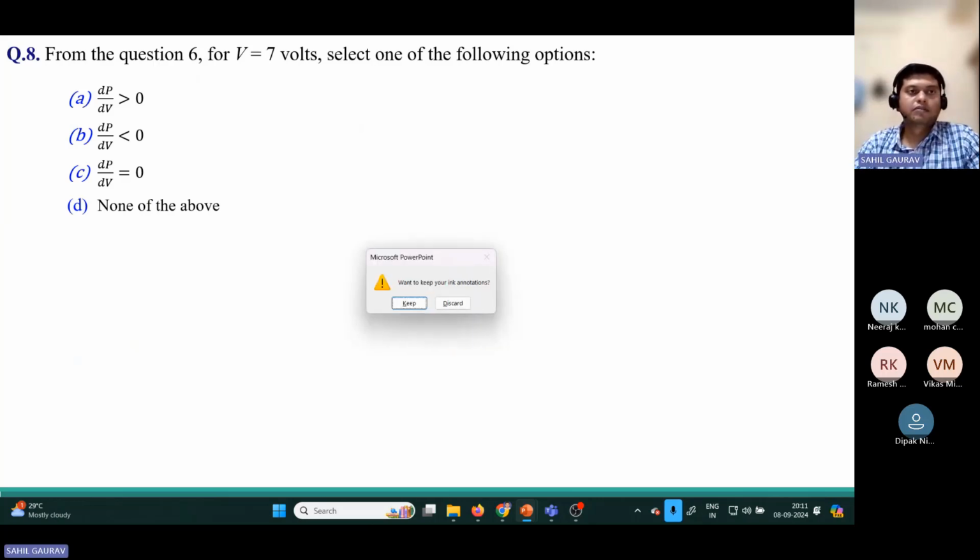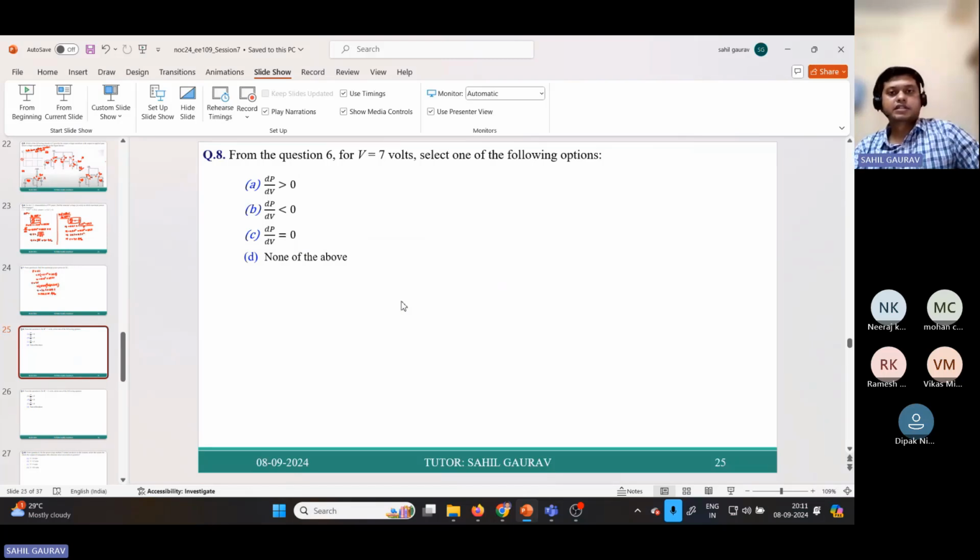Now for question 7, for V equal to 7 volt, select one of the following options. Options are dP upon dV greater than 0, dP upon dV less than 0, dP upon dV equal to 0, none of the above. So I want this answer from your side. Please try to answer in the chat box.